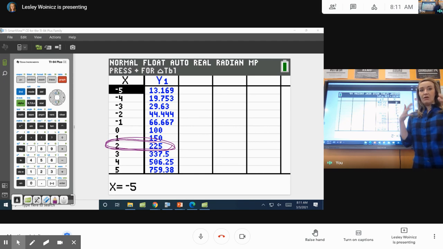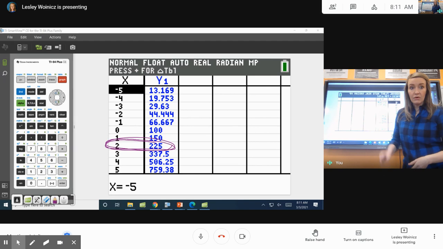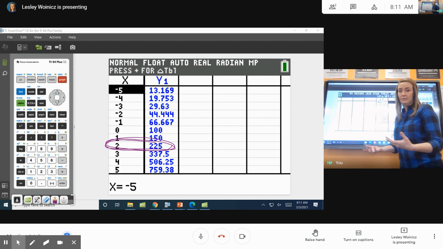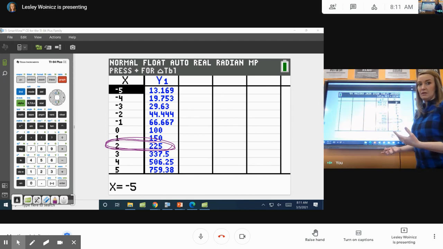So you can either manually type it in with the 2 on your calculator, or you can put it in your calculator and check out your table, and then you can see all kinds of outputs at the same time. So if you were saying, oh, on what day was the output 150, you'd be like, oh, on day 1. Just saying. You get a lot of information from the table.